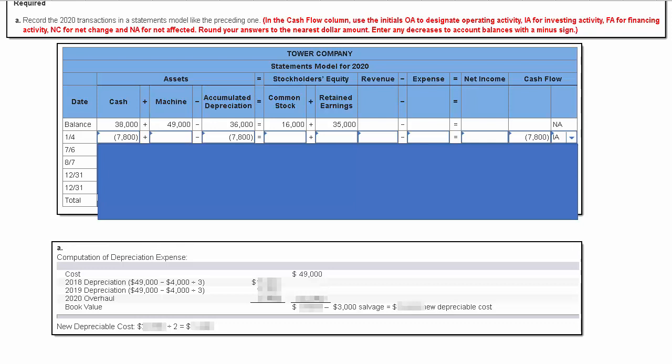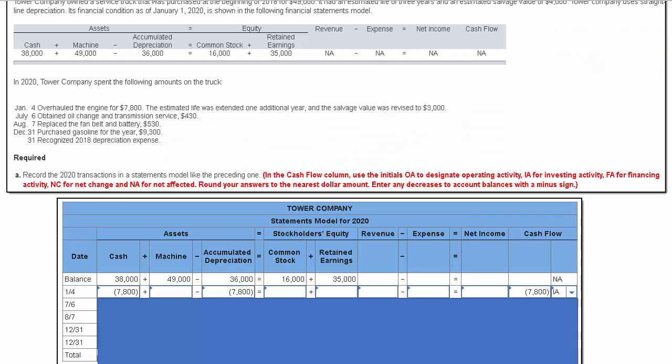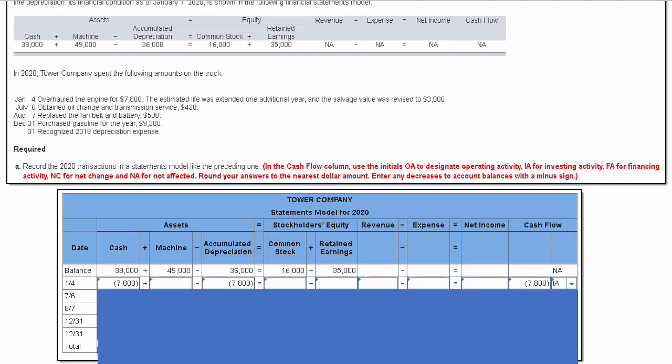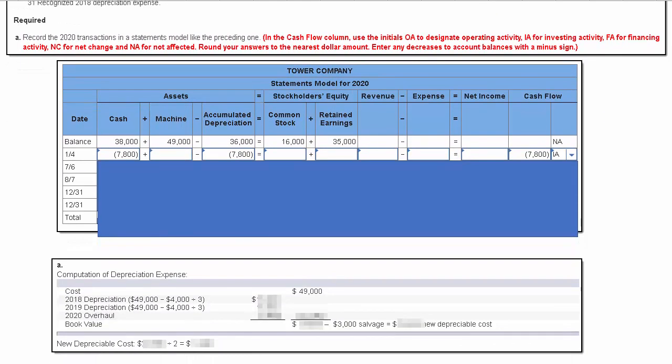Okay, so the point of this schedule is we have to come up with the new book value, and the new book value would be equal to cost less accumulated depreciation plus or minus the impact of the overhaul that occurred this year. That'll give us a new book value. We still think it has a salvage value of $3,000. We used to think it was $4,000. I slid up. The reason why it's $3,000 is they tell you that when we did the overhaul, we extended it one year, but the salvage value is now revised to $3,000. Okay? Let me slide back down again. Get this back to where it was.